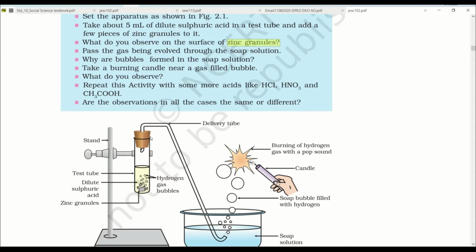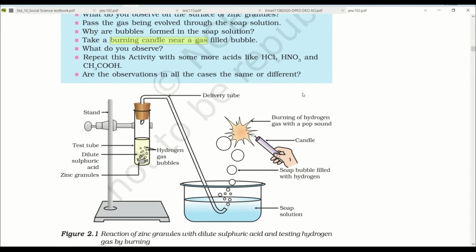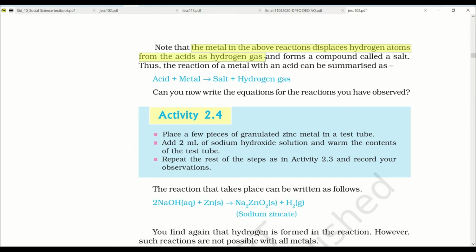Normally we observe some bubbles, the gas being evolved through the soap solution. Why are bubbles formed in the soap solution? Take a burning candle near a gas filled bubble. What do you observe? Repeat this activity with some more acids like hydrochloric acid, nitric acid and acetic acid. The metal in the above reaction displaces hydrogen from the acid as hydrogen gas and forms a compound called salt. So, zinc, a metal, reacts with any of the acids, it evolves hydrogen gas and the leftover is a compound, a new substance called salt.